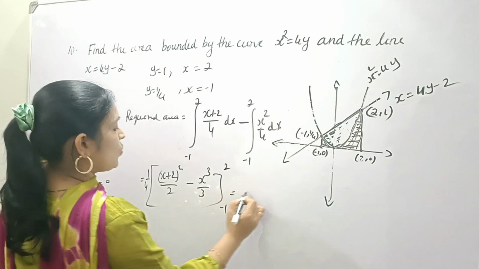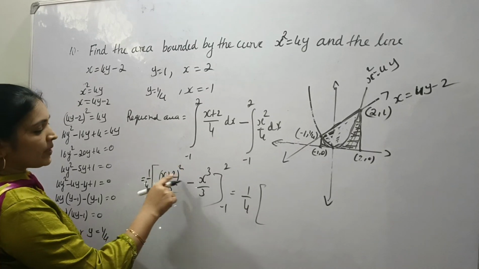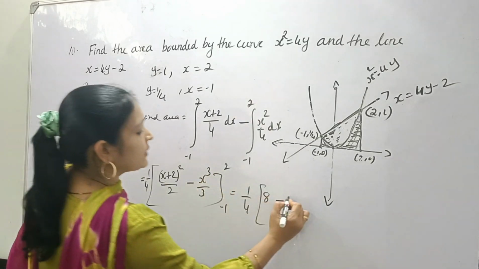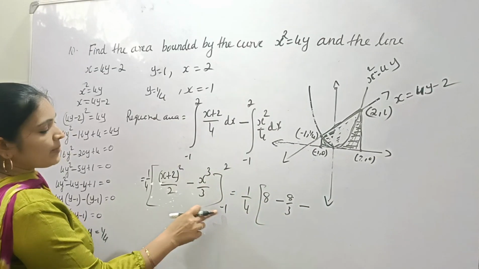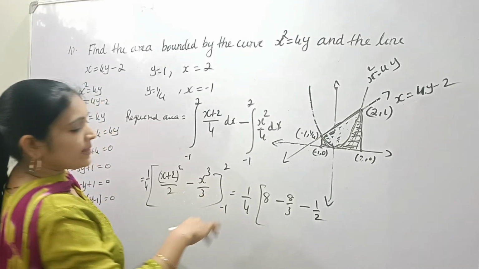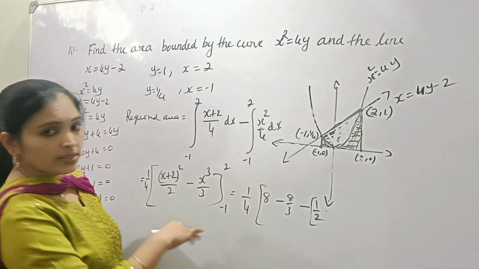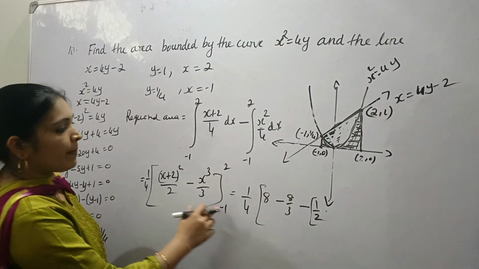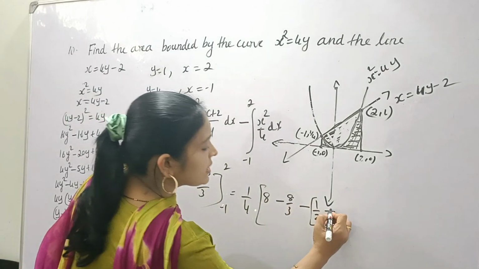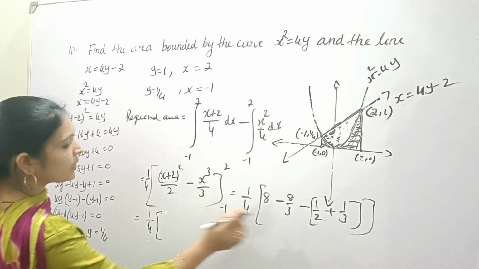That is 1 by 4 into, here substitute x is equal to 2. 2 plus 2 is 4, 4 square is 16, 16 by 2 is 8, minus 2 cube, 8 by 3. Minus, when we substitute x is equal to minus 1, it will be 1 square, 1, 1 by 2, minus, next it will be, sorry, let's take minus of, because we are substituting the lower limit. Substitute x is equal to minus 1, that will be minus, so minus minus plus 1 by 3.